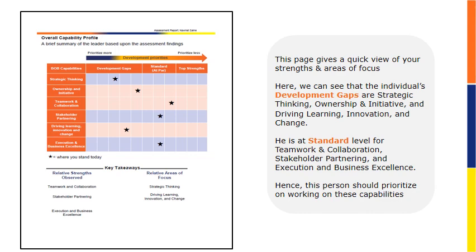Now, as we can see from the sample report, this individual's development areas are strategic thinking, ownership and initiative, and driving learning, innovation, and change, demarcated by the stars. The individual is at a standard level for teamwork and collaboration, stakeholder partnering, and execution and business excellence.